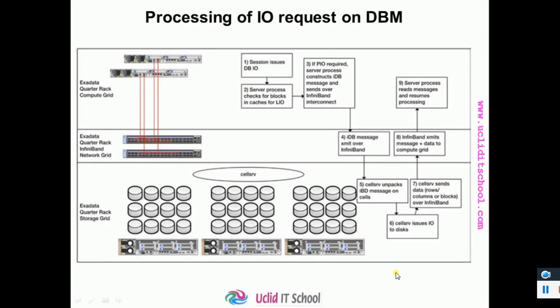Let me interrupt you here. The Smart Scan doesn't read the data into the buffer cache. It reads the data directly into the PGA of the server process. Okay, got it. We will learn that topic. Something like direct path reads, right? Yes, direct path. Exactly. You got that.